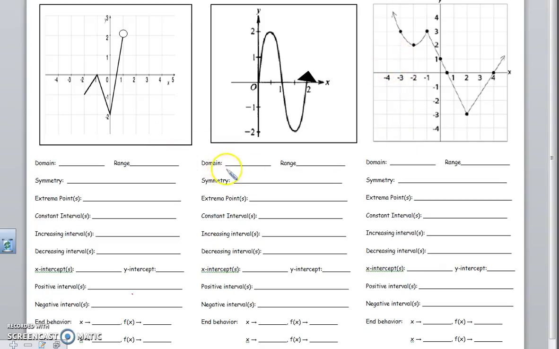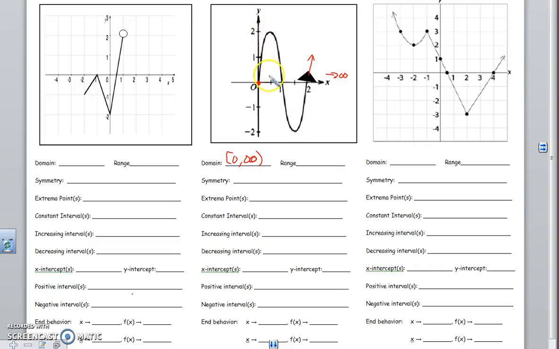So let's go through these graphs real quick. Alright, domain. So we're looking at the x values. So we are starting here. And because of this arrow, it's always going to go up and to the right. So when you go to the right, we're going to positive infinity. So we can say 0 to positive infinity.